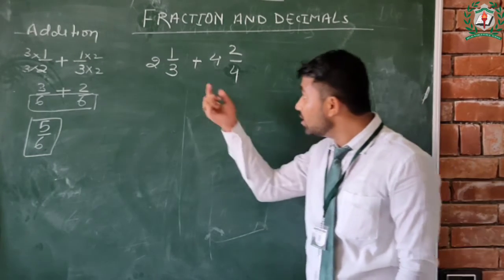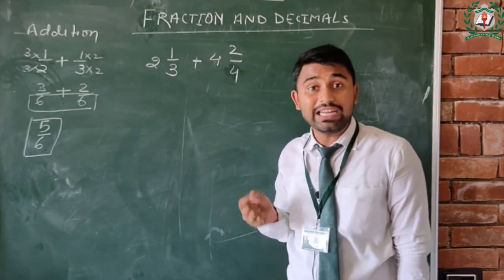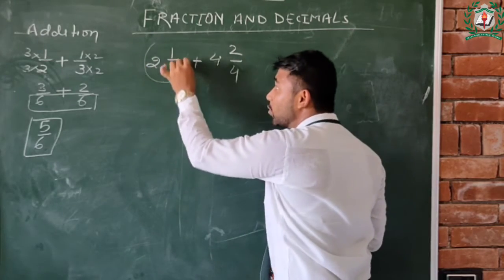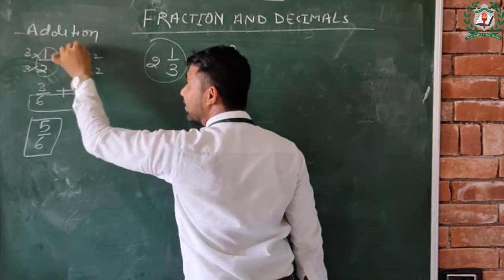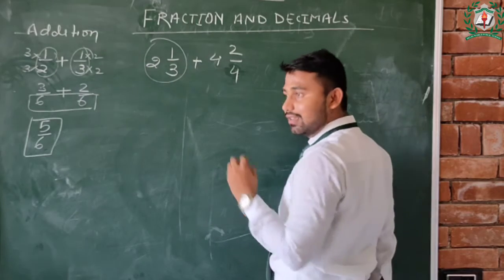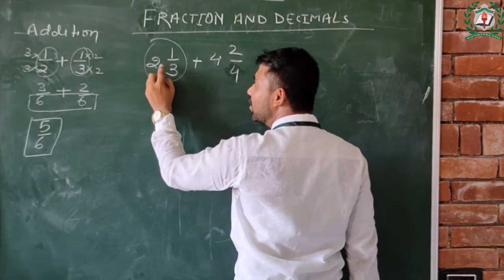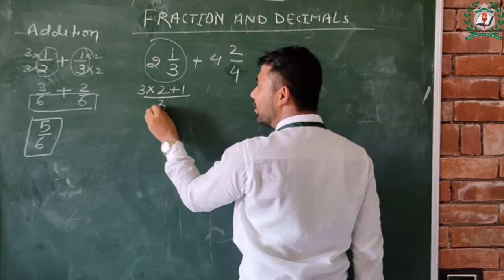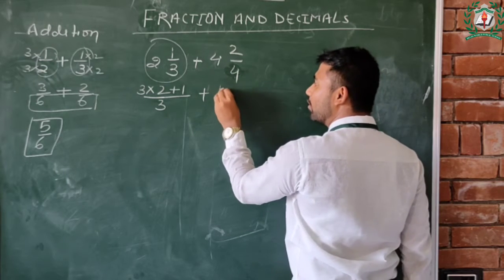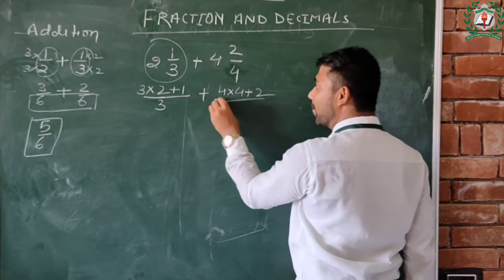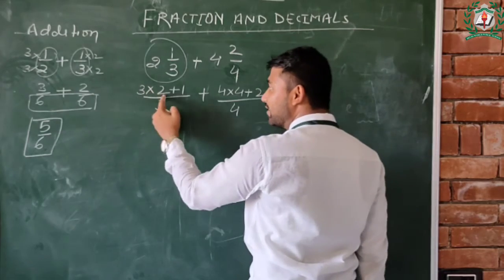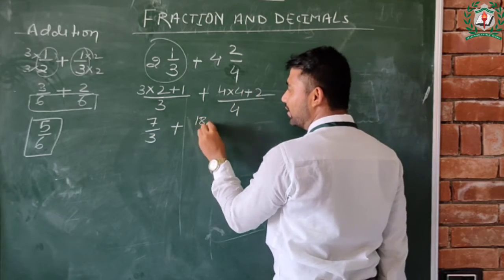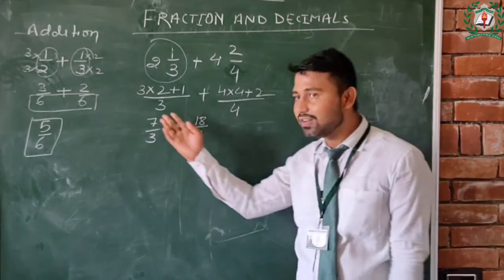Very easy. First, convert this mixed fraction into a normal fraction. So how will you convert this? I am telling you: multiply 3 2s are 6, 3 into 2 plus 1 upon 3, plus 4 into 4 plus 2 upon 4. 3 2s are 6 plus 1, 7 upon 3, plus 4 4s are 16 plus 2, 18 upon 4. Now it is looking like a normal fraction.